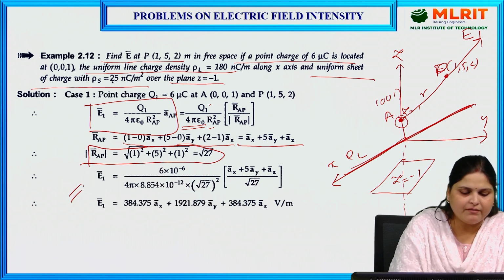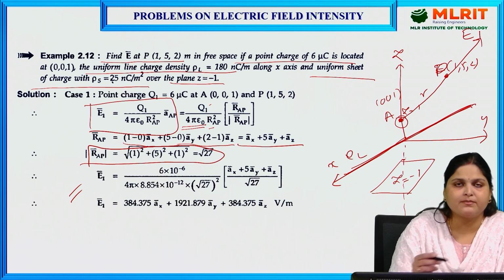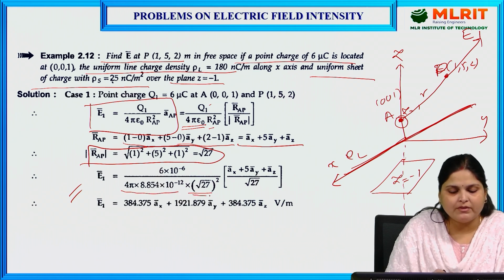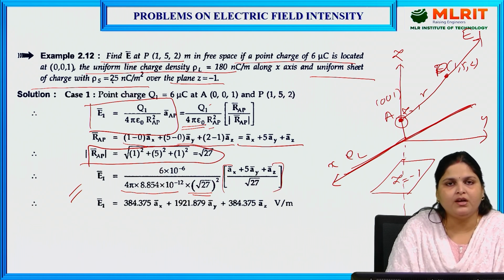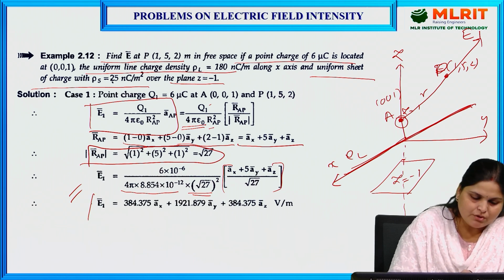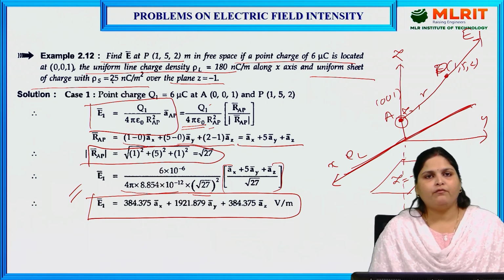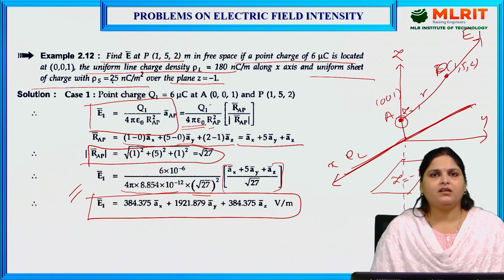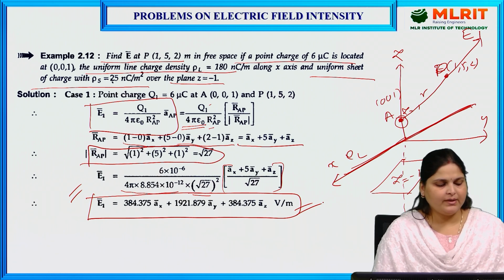Now to find E1, we have to put everything into this formula. It will become 6 into 10 to the power minus 6, as the charge is given as 6 microcoulomb, divided by 4 pi epsilon naught into R square, meaning under root 27 square, into AR, which is AX plus 5 AY plus AZ upon under root 27. When we solve it, we get E1 equals 384.375 AX plus 1921.879 AY plus 384.375 AZ volt per meter.